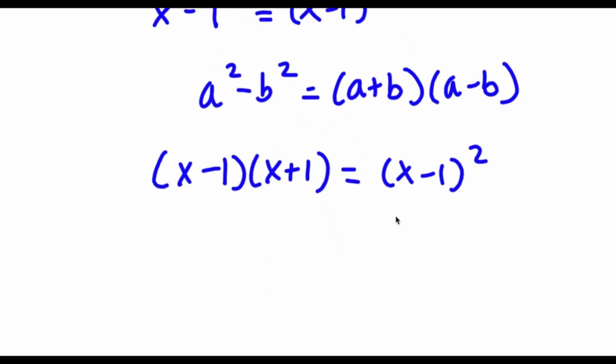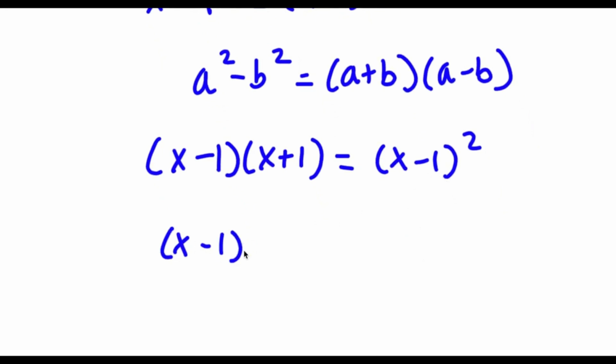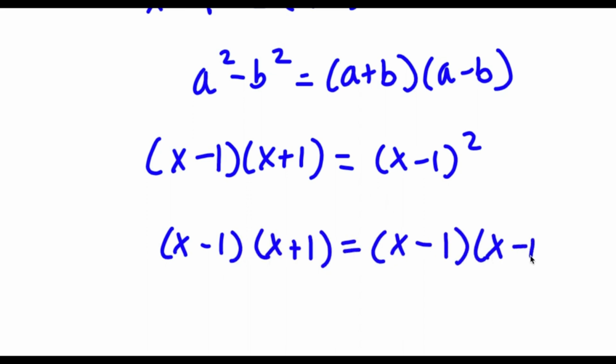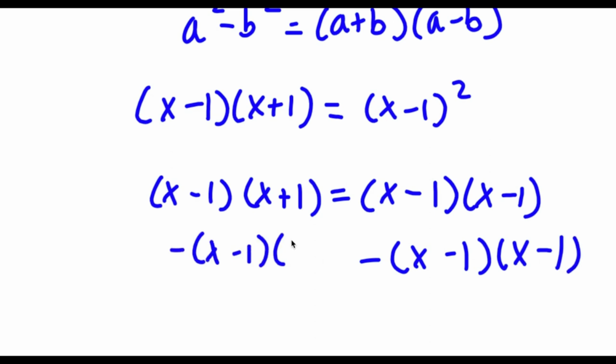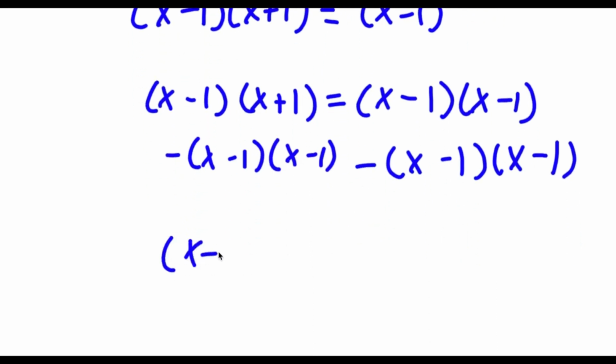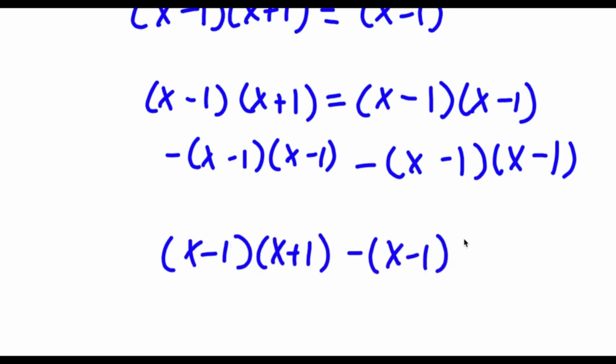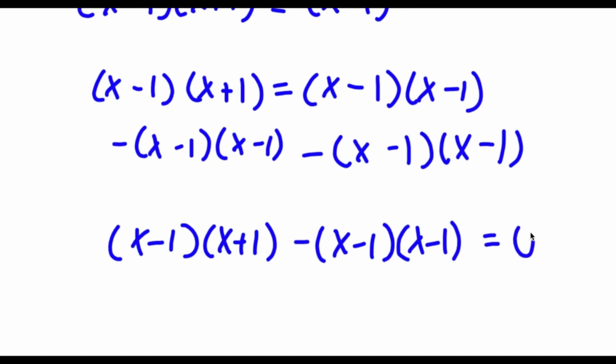Now, x minus 1 squared is the same thing as x minus 1 times x minus 1, because it's just x minus 1 twice. So now, if I subtract both sides by x minus 1 times x minus 1, I get x minus 1 times x plus 1 minus x minus 1 times x minus 1 is equal to 0.